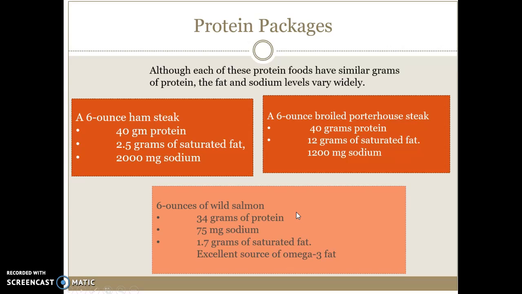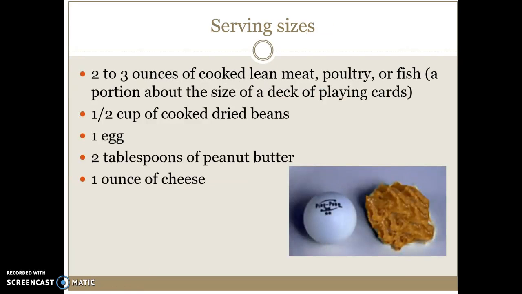And here just shows the different levels of fat. So if I have a ham steak, it has 40 grams of protein. So does a 6-ounce porterhouse steak. But look at the other differences. This one has 2.5 grams of fat. This has 12. This has 2,000 milligrams of sodium. This only has 1,200. Or looking at salmon, it's a similar amount of protein, much lower in sodium and saturated fat, and it has omega-3 as well. So again, what fats you choose, what meats you choose will affect other macronutrients.